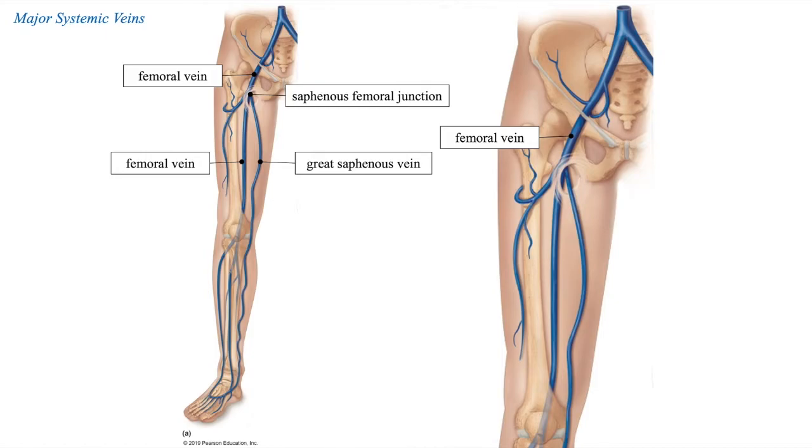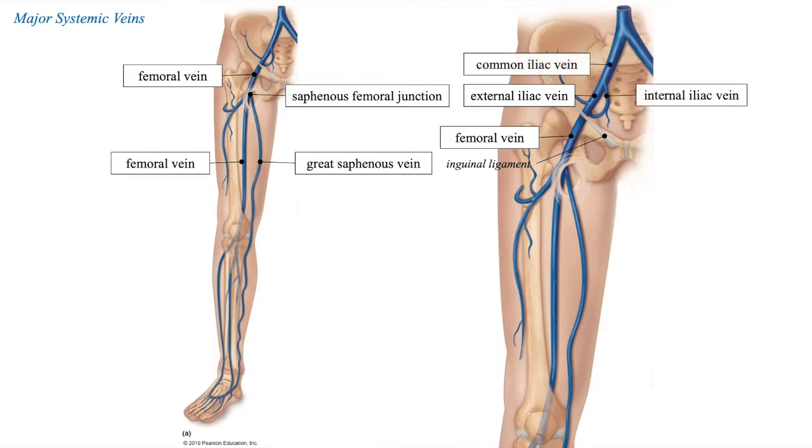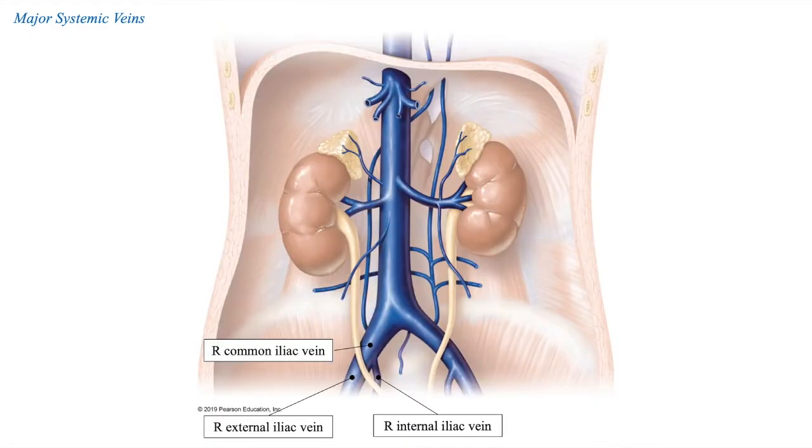The femoral vein passes the inguinal ligament, eventually becoming the external iliac vein. The external and internal iliac veins unite to form the common iliac vein. The right and left common iliac veins drain blood from the legs and pelvis into the inferior vena cava.